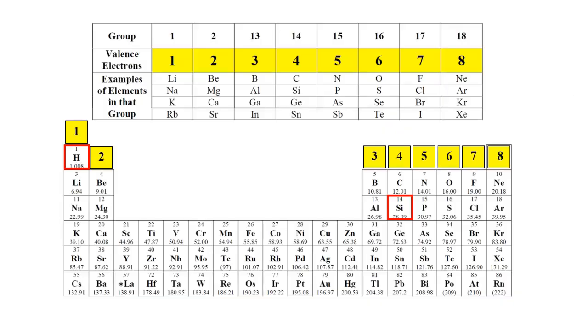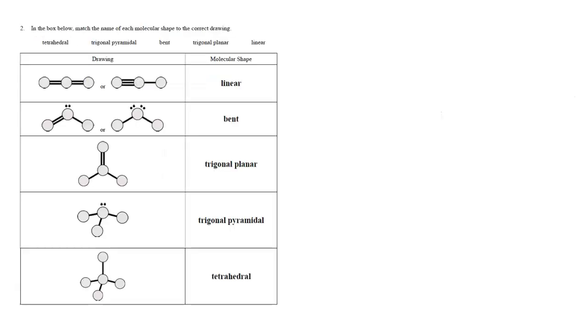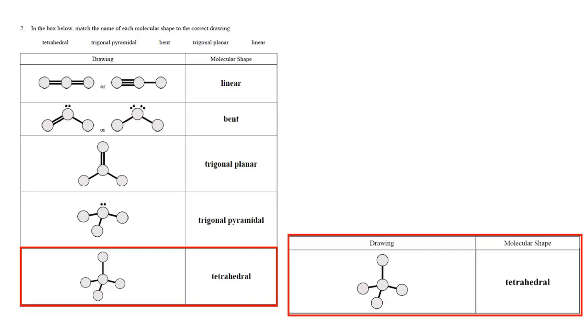So hydrogen has one valence electron. Silicon has 4 valence electrons. So for the SiH4 molecule, that will be 1 plus 1 plus 1 plus 1 plus 4. That's a total of 8 valence electrons. Once I make my connections from the central atom to those 4 hydrogens, I have used up all of my electrons. So that is a complete molecule, SiH4. It's not linear, it's not bent, it's not trigonal planar, it's not trigonal pyramidal. SiH4 is classified as a tetrahedral molecule.